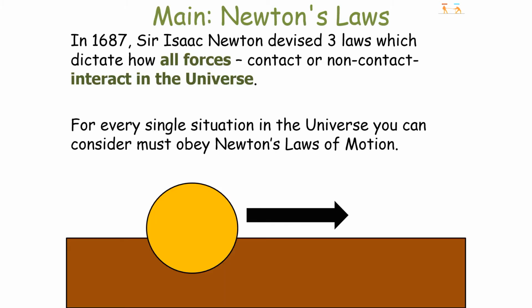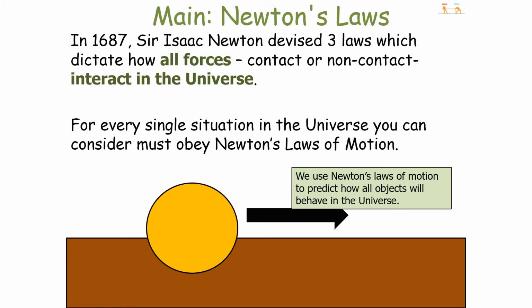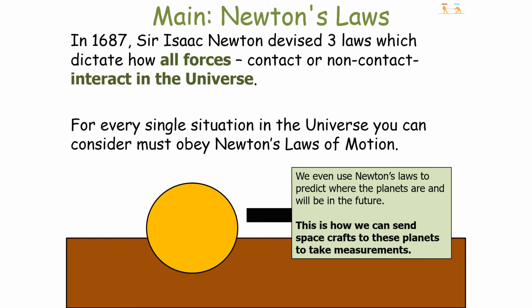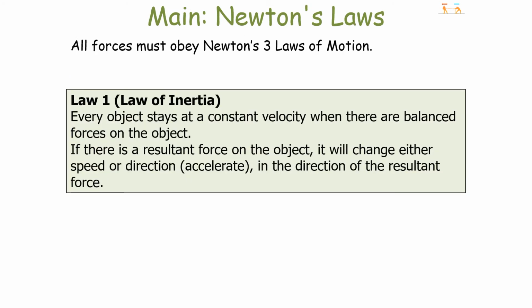So in 1687, Sir Isaac Newton devised 3 laws which dictate how all forces, contact or non-contact, interact in the universe. So for every single situation in the universe, you must understand that objects obey Newton's laws of motion. We use Newton's laws of motion to predict how all objects will behave in the universe, and we even use Newton's laws to predict where the planets are and where they will be in the future, which is how we can send spacecraft to these planets to make measurements. So let's look at Newton's 3 laws of motion.